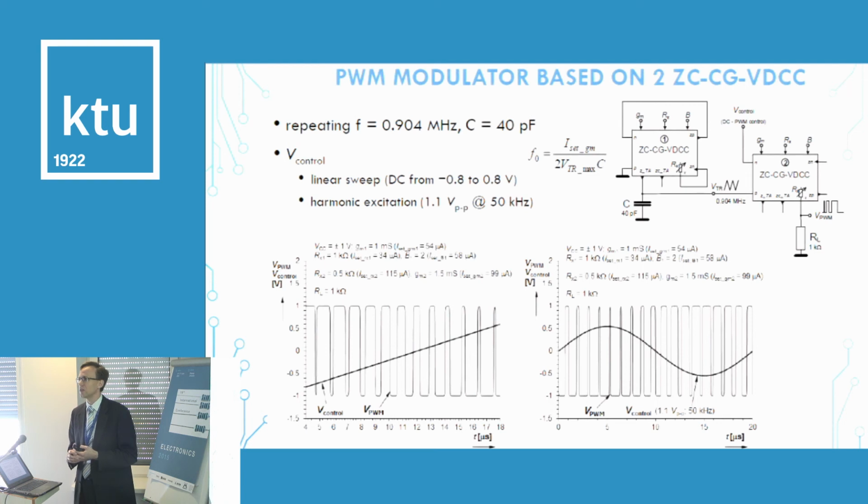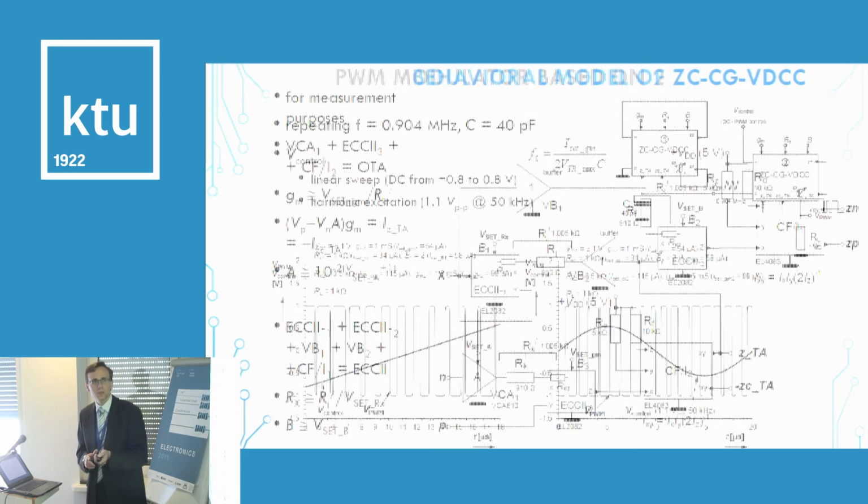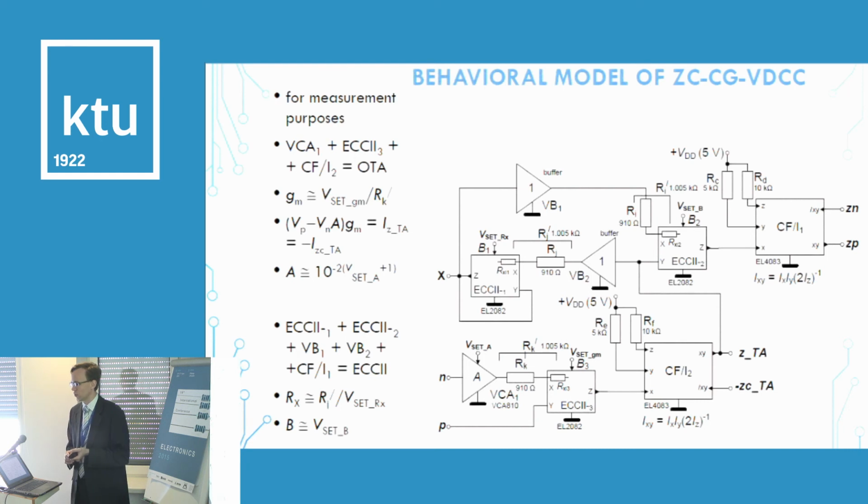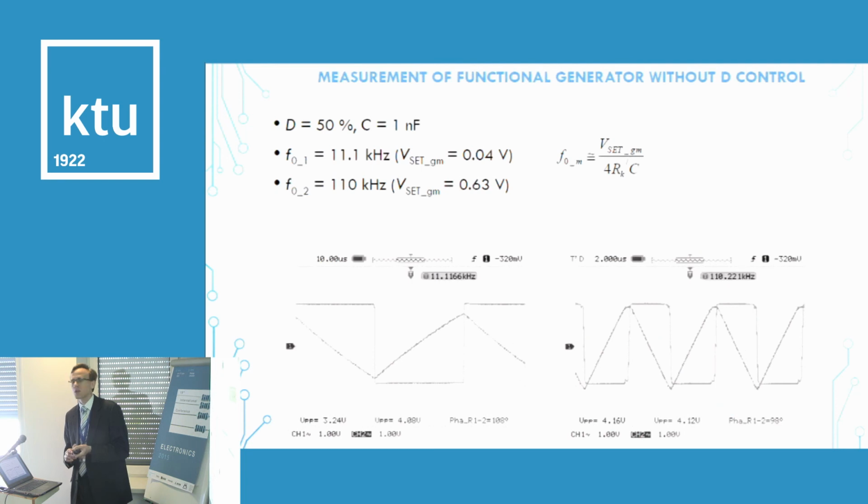And the second application is a PWM modulator that is based on two of these active elements, and we tried to sweep linearly and also by harmonic excitation, and as you can see, it works. Then we tried to measure it, so we had to prepare a behavior model because the silicon structure was not available at the moment. It looks really complicated, but it worked. And these are measurement results that prove the concept.